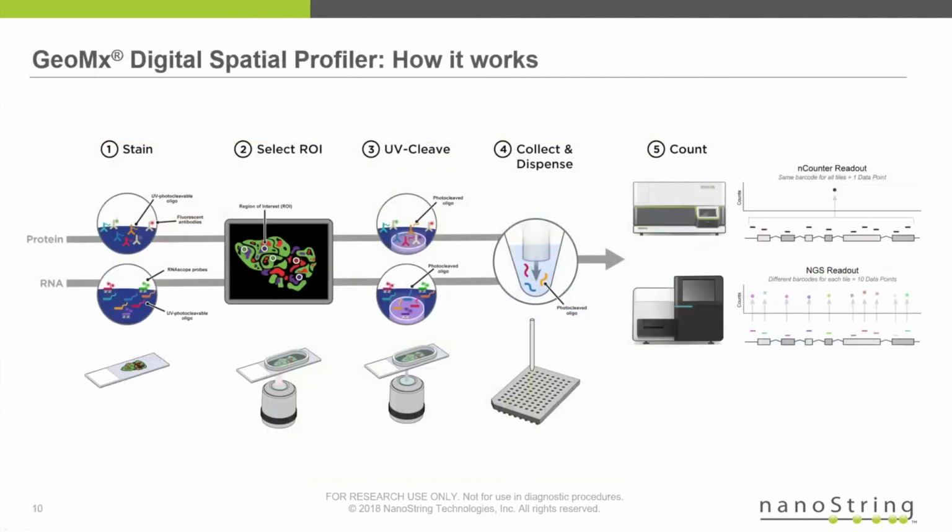So this is a high-level overview of that particular workflow. Again, you stain your sample with an imaging reagent, so that's fluorescently labeled antibodies or RNAscope probes. You identify your regions of interest on the tissue. We cleave those barcodes off the tissue. They're sipped up into the instrument and deposited into a 96-well plate. And then they're either run through a hybridization protocol or an NGS library prep to run either on the nCounter or the NGS systems.